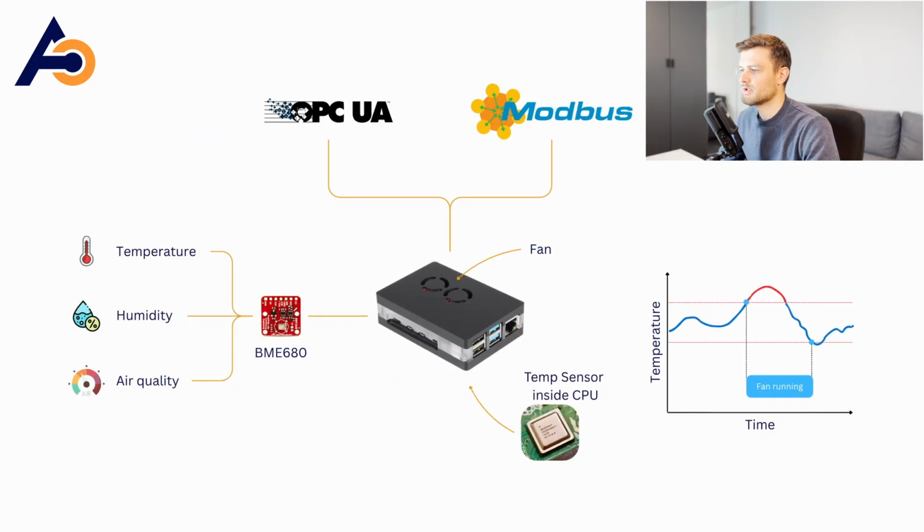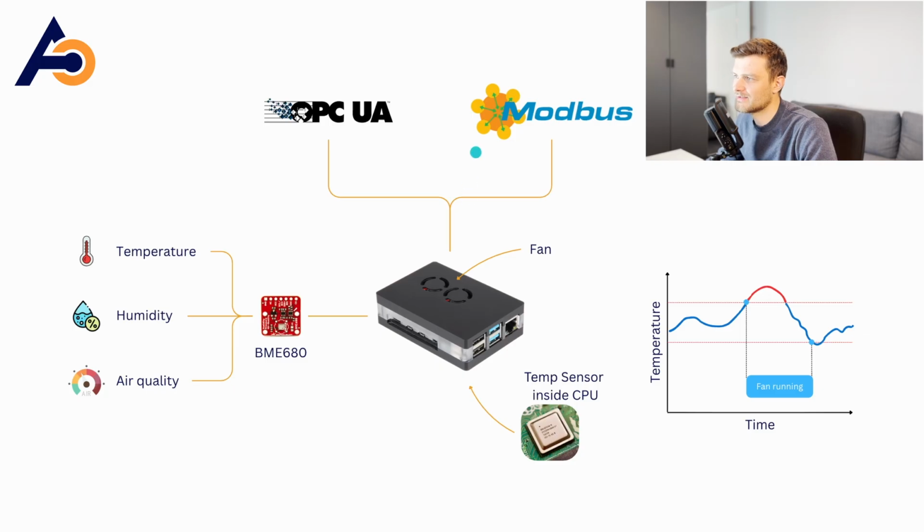On the Raspberry Pi, there are two different functionalities. The first one is the control of the fan. There are two fans in the housing and we control them based on the CPU temperature. We monitor the temperature of the CPU, and if it crosses a certain threshold, we turn on the fan to cool down the temperature again. If it crosses the lower threshold, we turn off the fan. On the other side, we have an environmental sensor. We are monitoring the outside temperature, the humidity, and the air quality. As you will see later, all of this data will go into the interface.